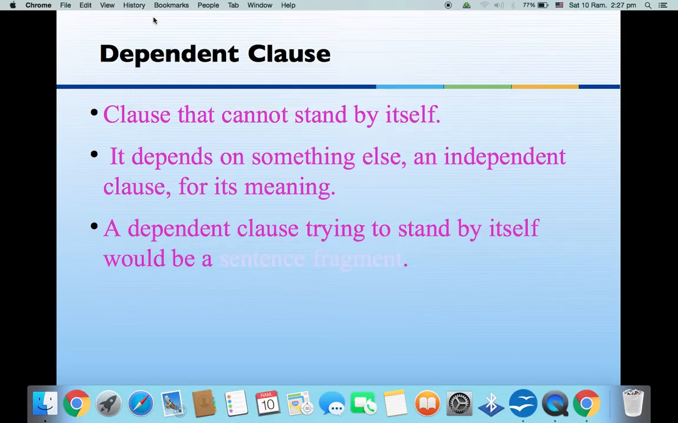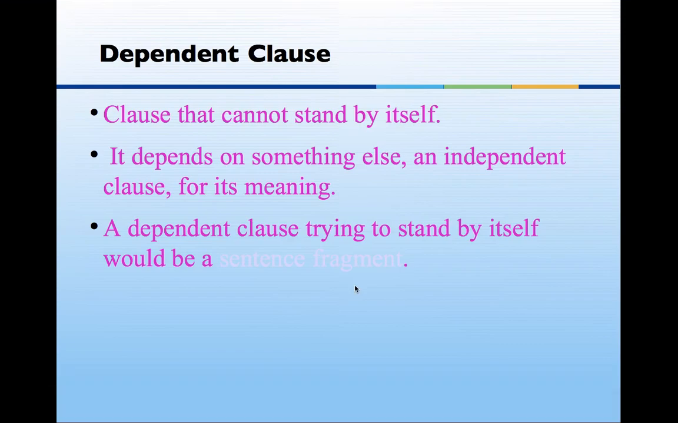If a dependent clause tries to stand on its own, or if we write a dependent clause separately as a sentence, it will be known as a sentence fragment, which is known as a sentence fault. If you are writing a dependent clause as a sentence, it will not be a sentence, it will be a sentence fragment.